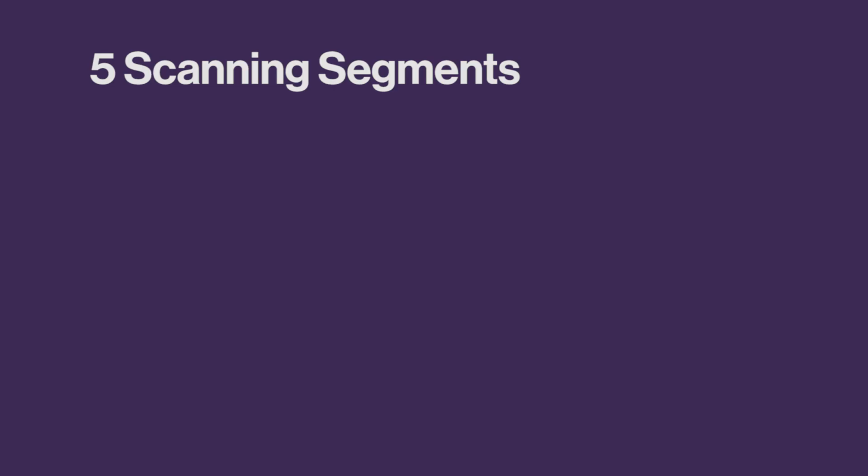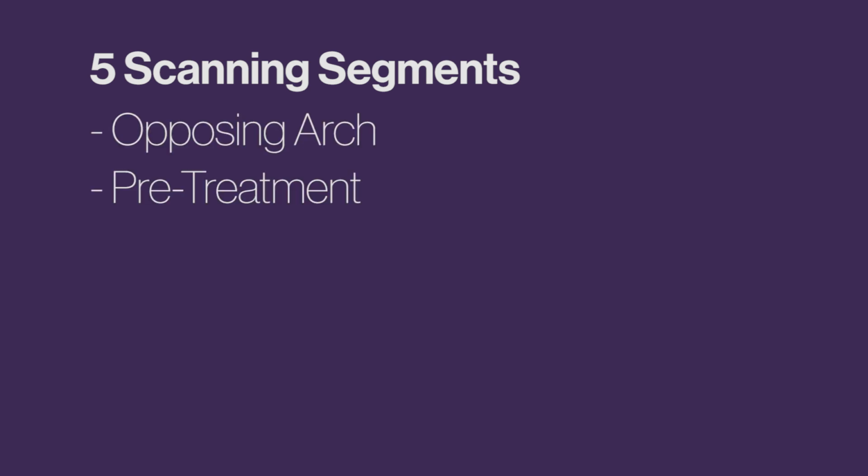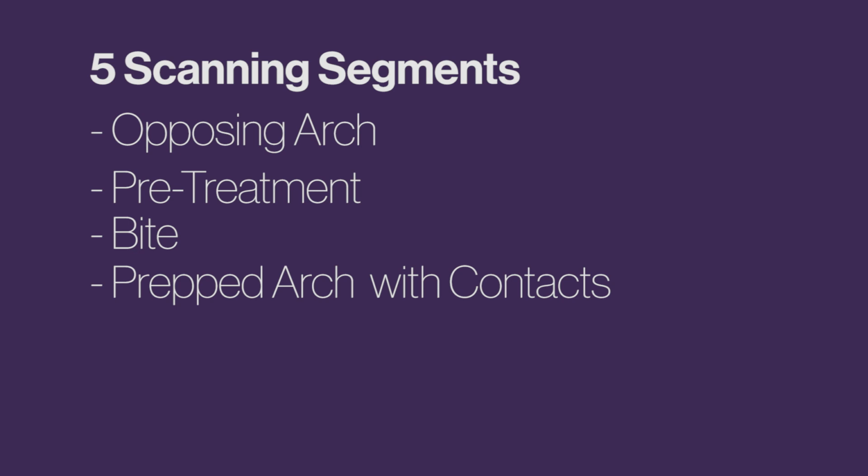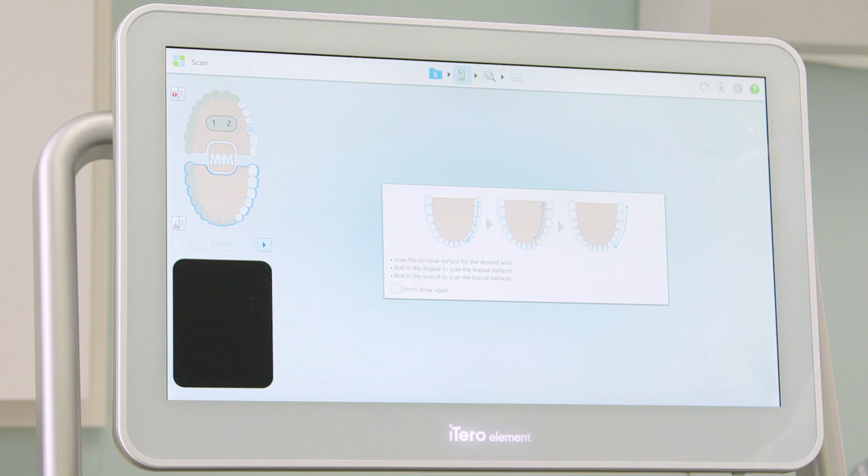There are 5 segments in the single unit case with a pretreatment scan: the opposing arch, the pretreatment scan of the arch, the bite with the patient's anatomy intact, the prepped arch with adjacent contacts, and the prepped tooth. The guidance hints will remind me of the scanning protocol for each segment.